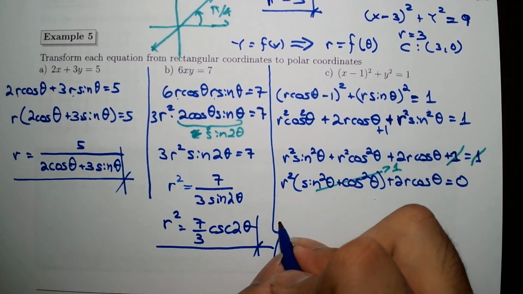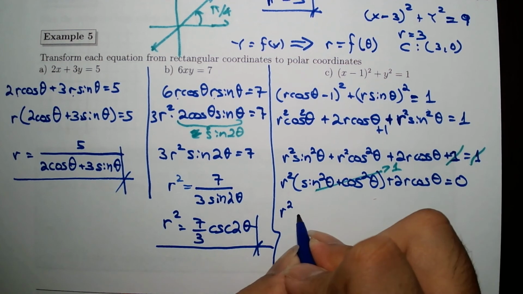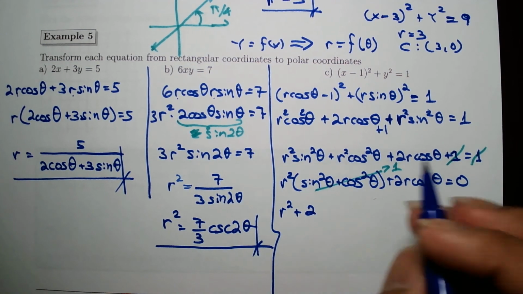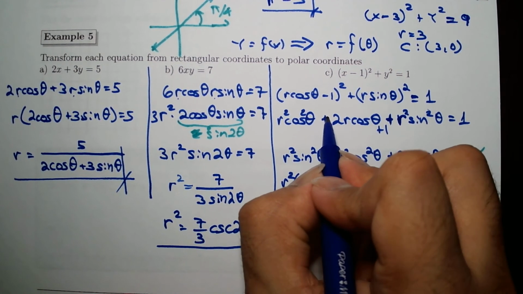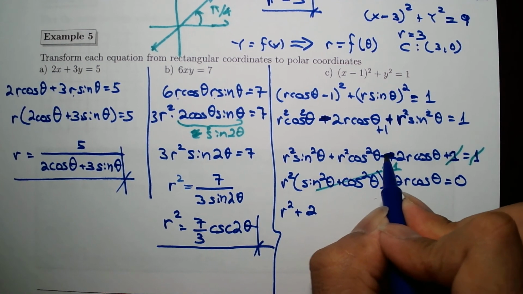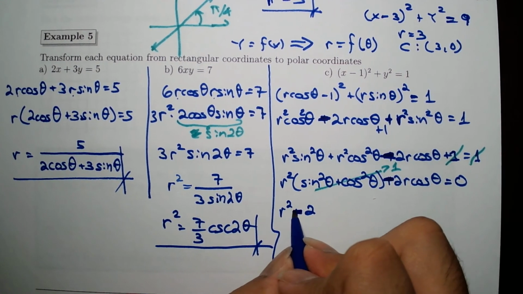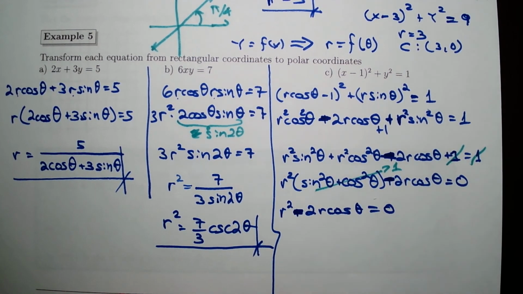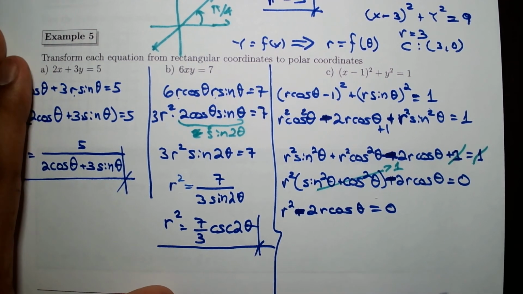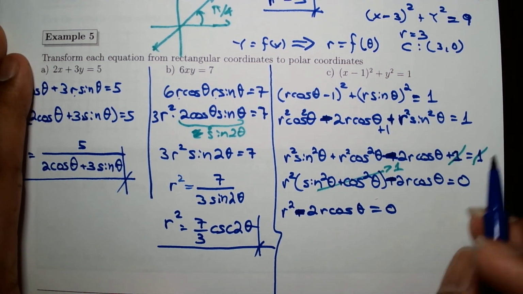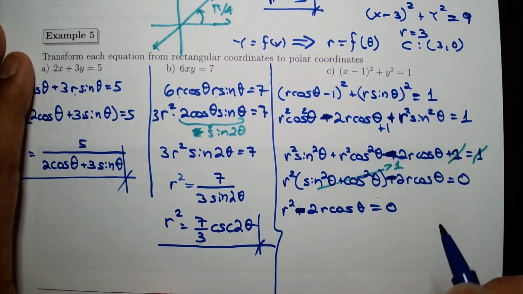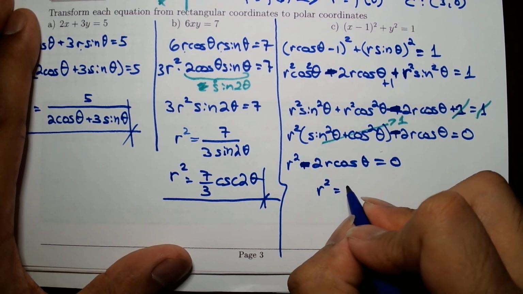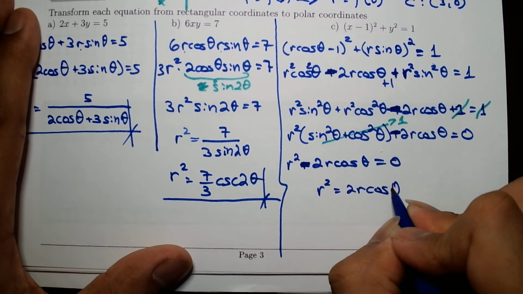Sine squared plus cosine squared, isn't that equal to 1? Yes, it is. So r squared times 1 is r squared, and actually this is supposed to be negative, not positive. Negative 2 r cosine theta equals 0. So in this case, there's a couple of ways to interpret this. r squared equals 2r cosine theta.